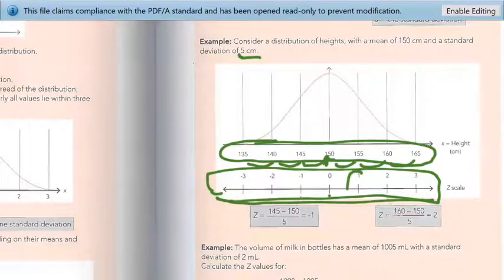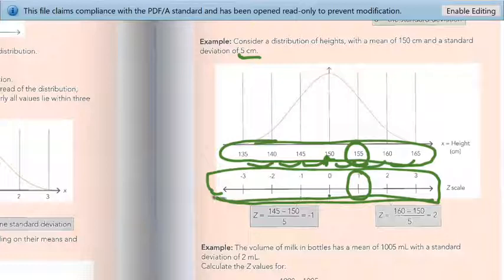So if I ask you, what is one standard deviation above the mean for this particular one, you would say what? 155 centimeters. Okay? Make sure that you get your units when you're answering your questions. All right? Is everybody okay with that?